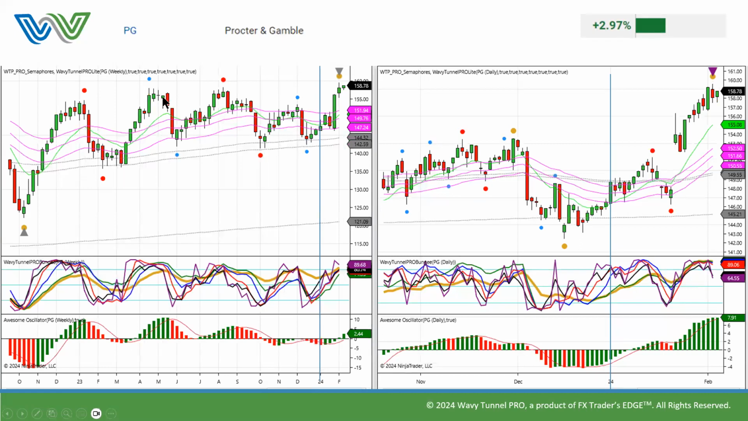P&G also trading sideways and buy on dip scenario. Because this is flat, this was a buy on dip scenario into the tunnel. We're in a bullish environment, so it's a buy on dip scenario into the tunnel, and then we take out these price highs, we go above the wave, and the wave has started to turn around and point upwards.